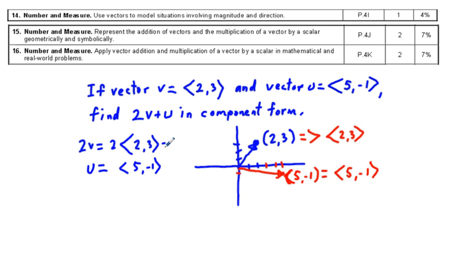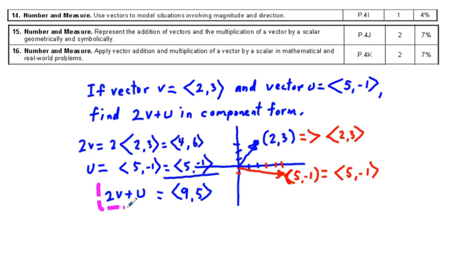If we just distribute, we're going to have 2 times 2, which is 4, and then 2 times 3, which is 6. And then we can go ahead and add this 5, negative 1. I'm running out of space here. We just add these together. We have 4 plus 5, that's going to be 9. And then we have 6 plus negative 1, which is 5. So this is going to be our vector in component form, 2v plus u.